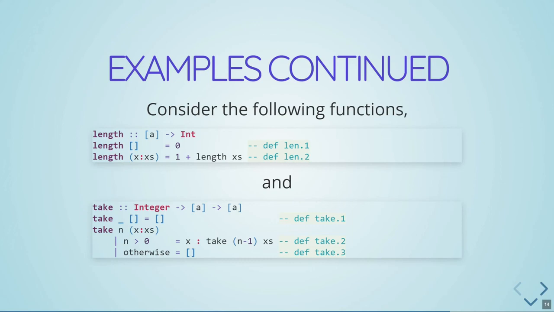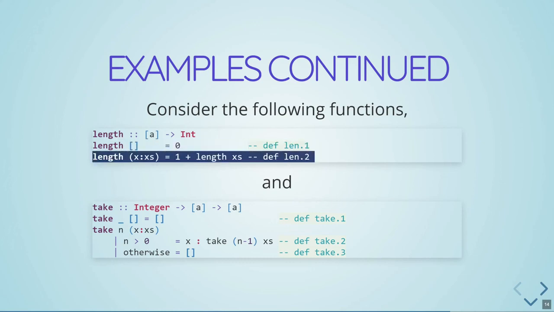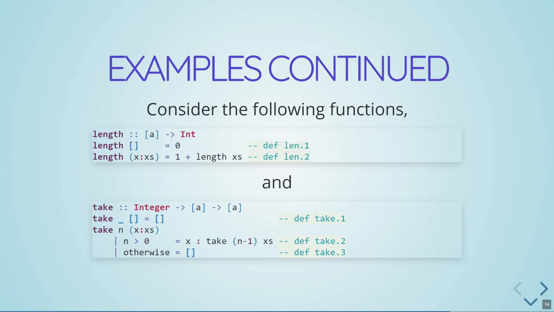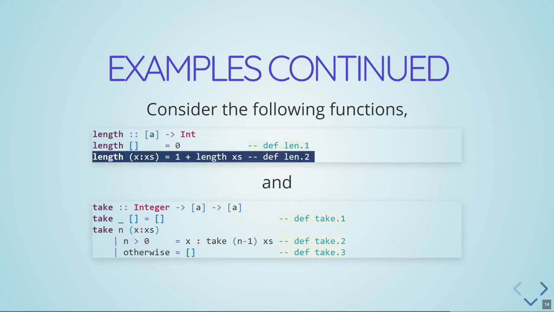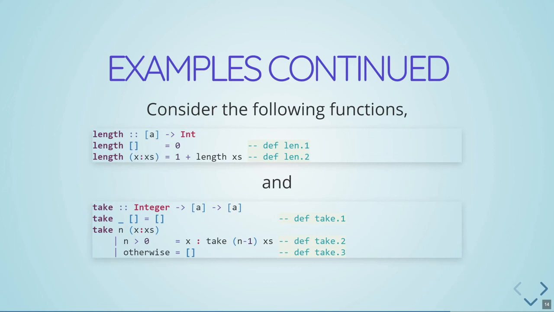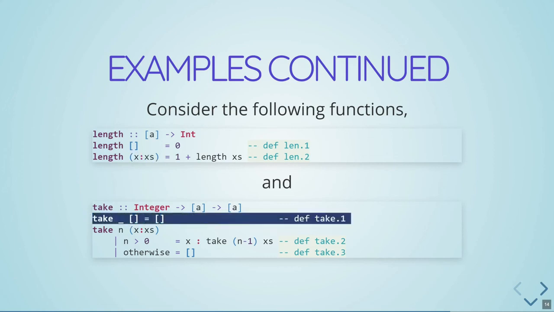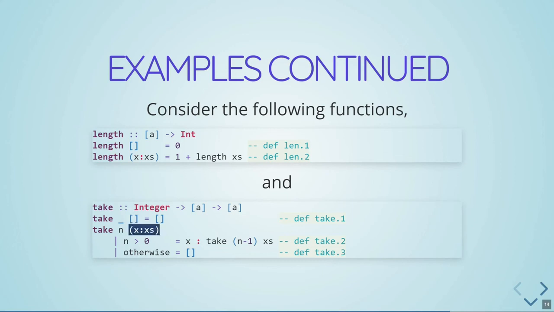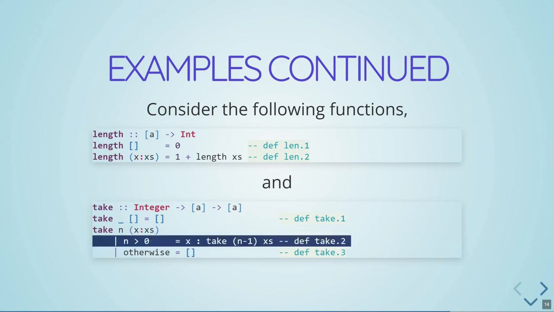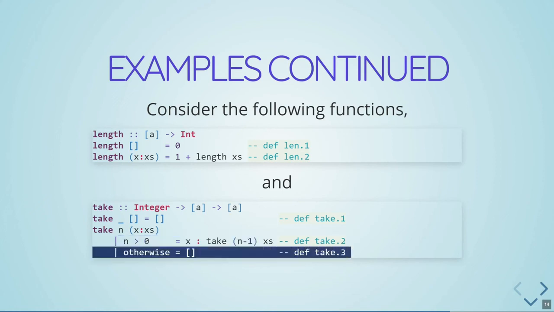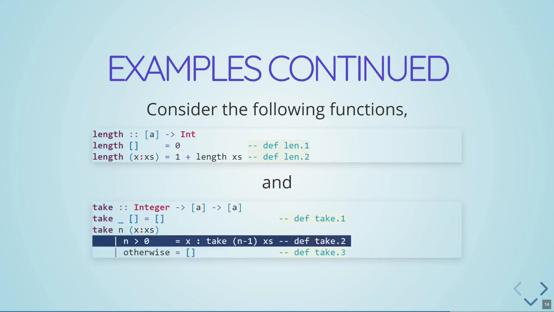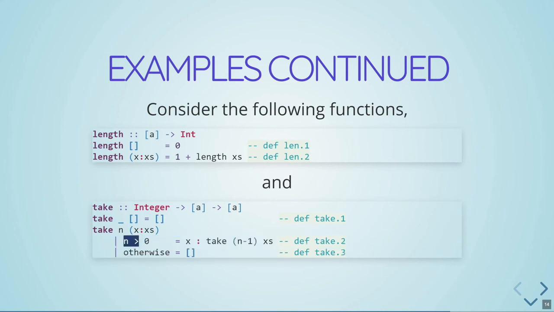So we get a few different equations out of this. Just like with the other examples, for length and take, we get one equation for each pattern matching case. But with take, we get an equation for the empty list pattern matching, and then for the list pattern matching take, because there's a guard, a conditional, we get an equation for each scenario of the conditional as well. So when n is bigger than 0, we get one, and otherwise we get another.